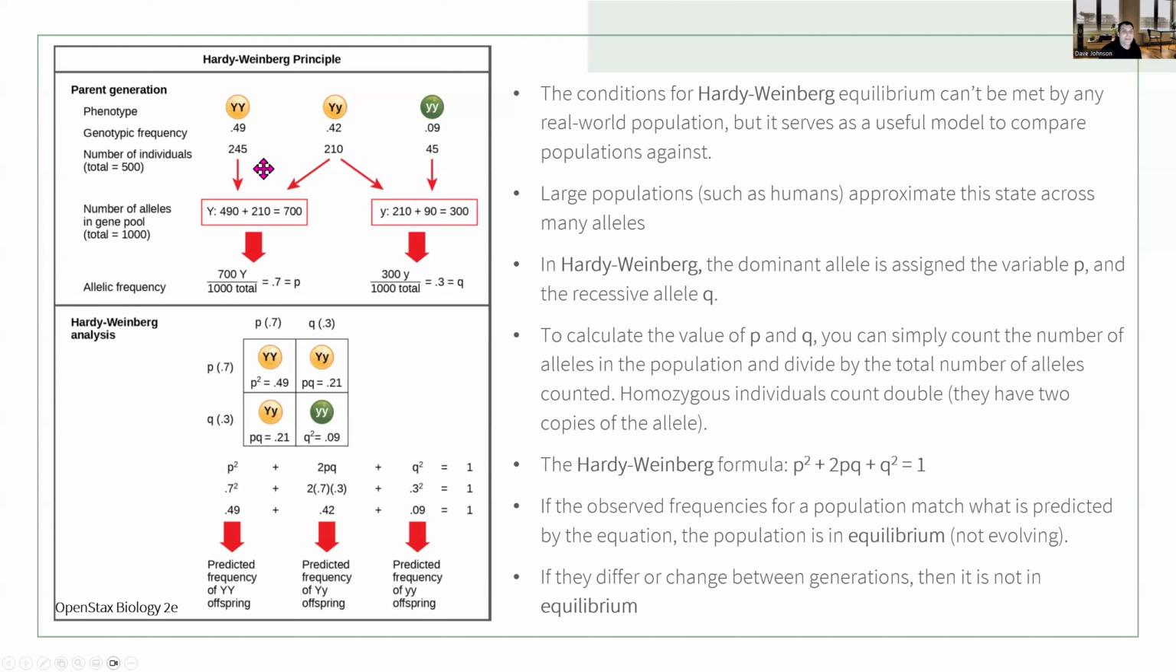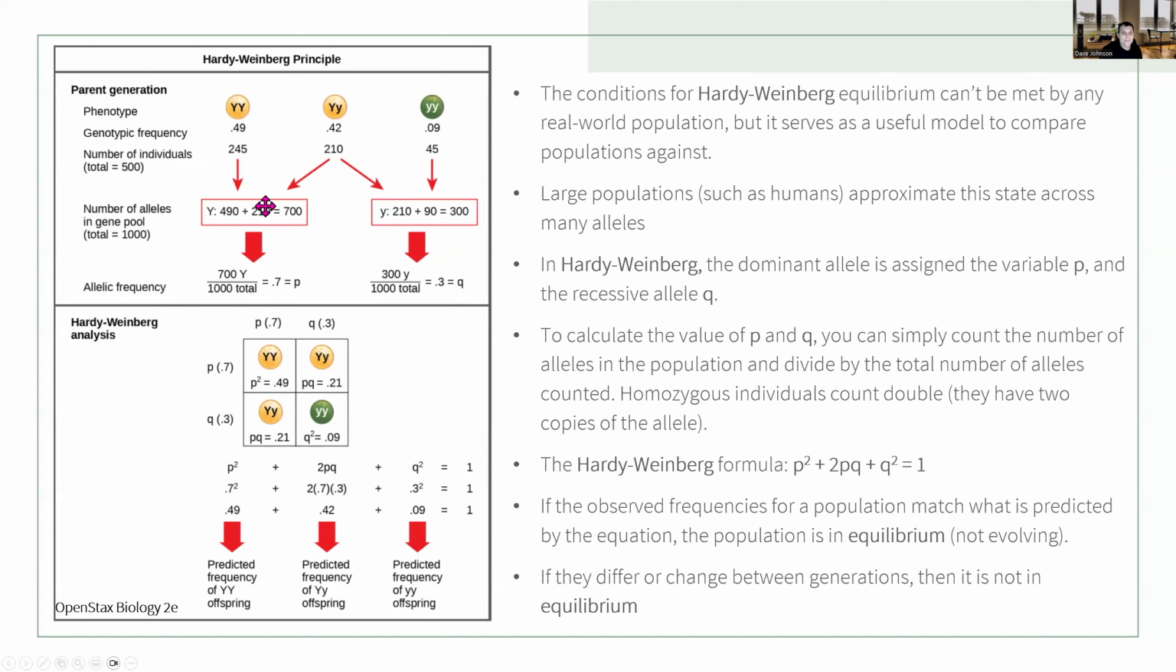We calculate from this that we have a genotypic frequency: we have 245 individuals that are homozygous dominant. We have 210 individuals who are heterozygous, and we have 45 individuals who are homozygous recessive. Little y, little y.